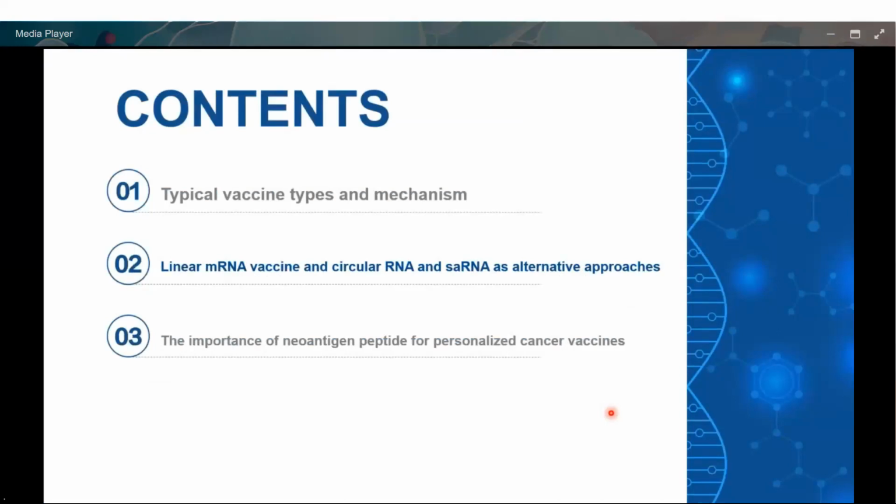Okay, we have understood the vaccine types and the mechanisms and pros and cons. Next, let's spend some time on mRNA vaccines because they're the most popular recently. We're going to compare linear mRNA with the advanced ones, circular RNA and saRNA. So we'll see these two alternative approaches and compare them together.